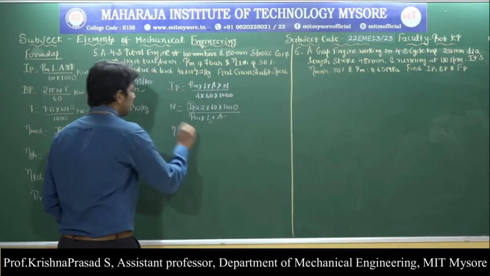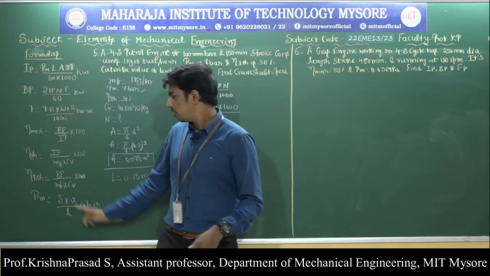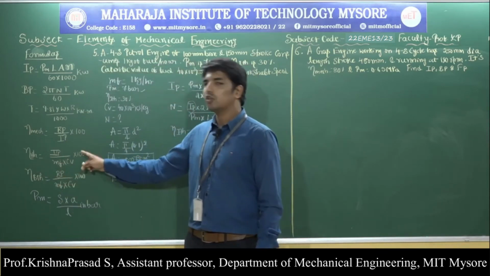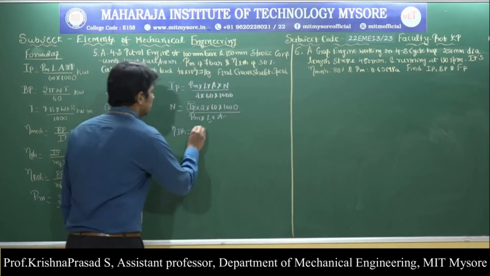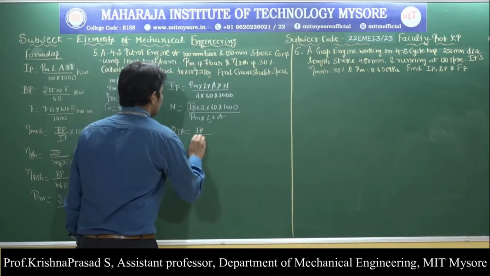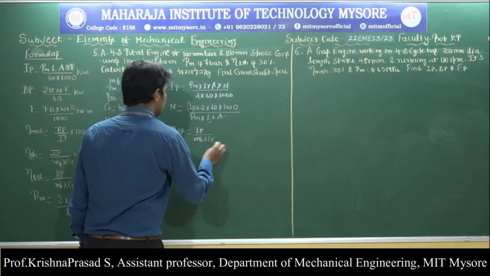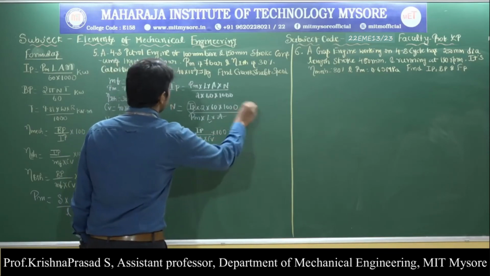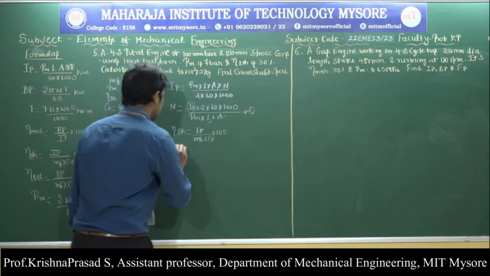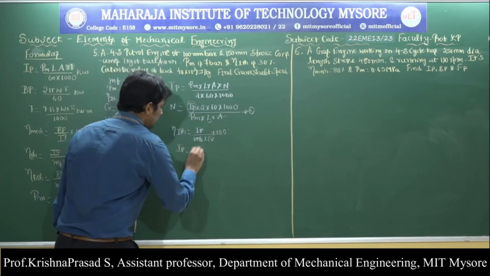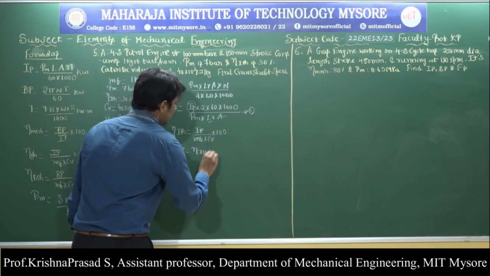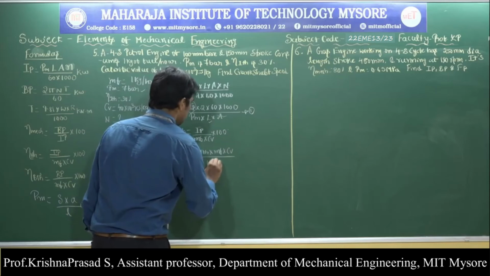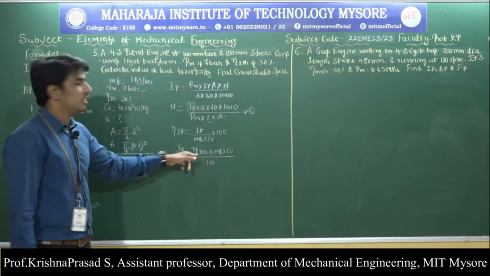So what is the formula for indicated thermal efficiency? Observe here, for the indicated thermal efficiency, the formula is IP by MF into CV into 100. Call it equation number 1 for crankshaft speed. Here, for the IP, cross multiply: indicated thermal efficiency into MF into CV divided by 100. So what is meant by the indicated thermal efficiency?